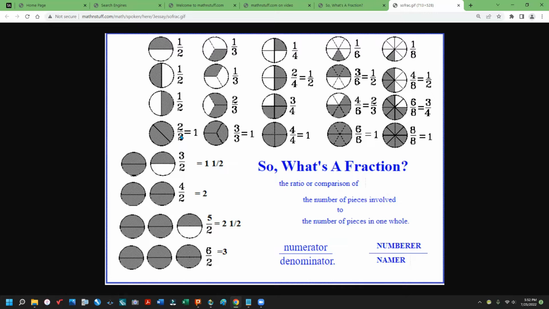Sometimes the fraction is greater than 1. In this picture, you have 2 complete circles shown, and they're in halves, but only 3 halves are colored. So you have 3 half circles, that's 1 1/2 circles.